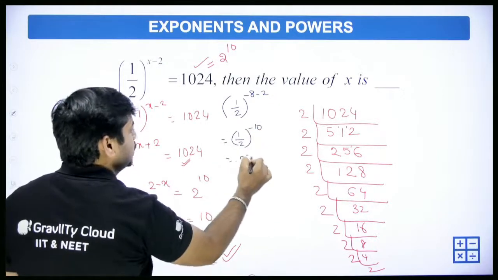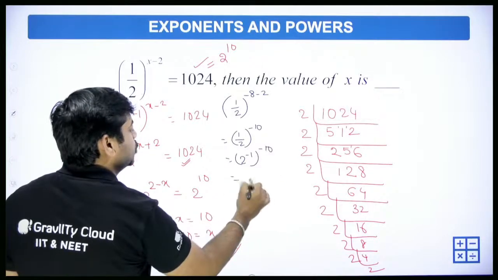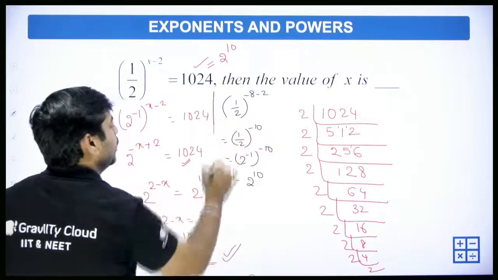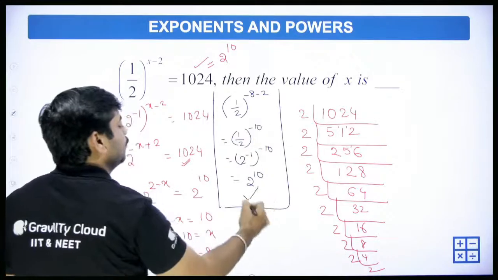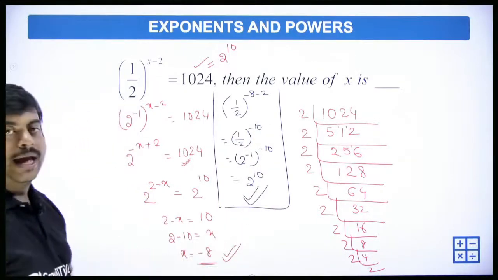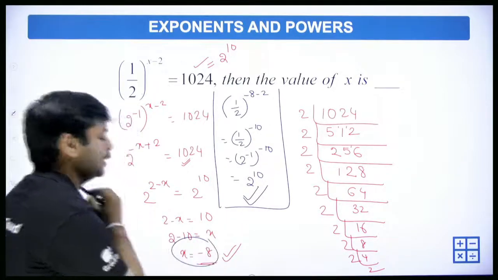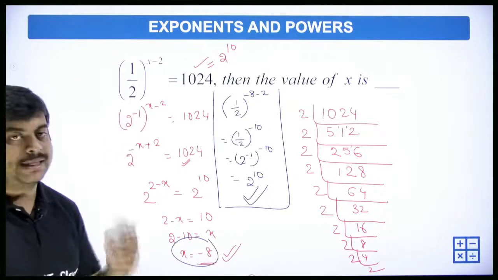1 by 2 is 2 power minus 1, whole power minus 10. So which is 2 power 10, a power m into n, right? So yes, this has been verified. So what is the answer of x? X is equal to minus 8. X is equal to minus 8, right?